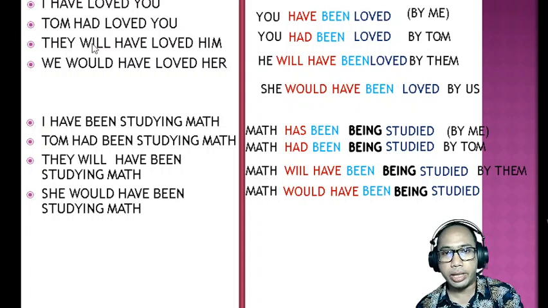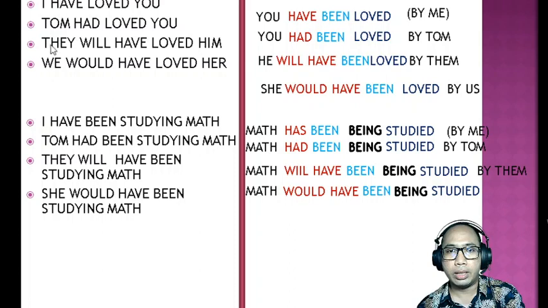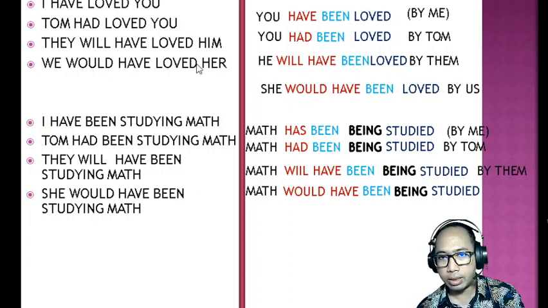Past perfect. They will have loved him. Him becomes he, the subject: he will have been loved by them. That is future perfect tense. Next, we would have loved her. Past future perfect becomes she would have been loved by us. We becomes us, and her becomes she, the subject.